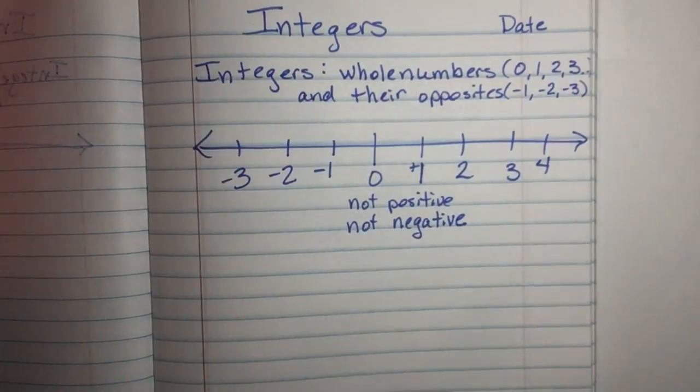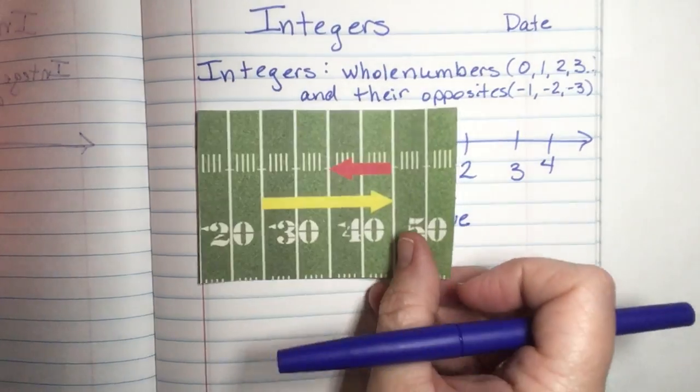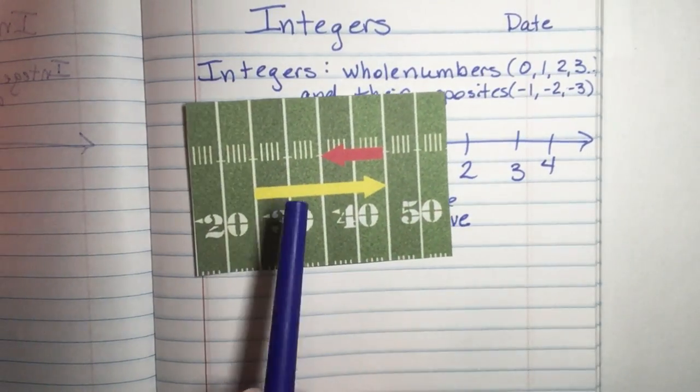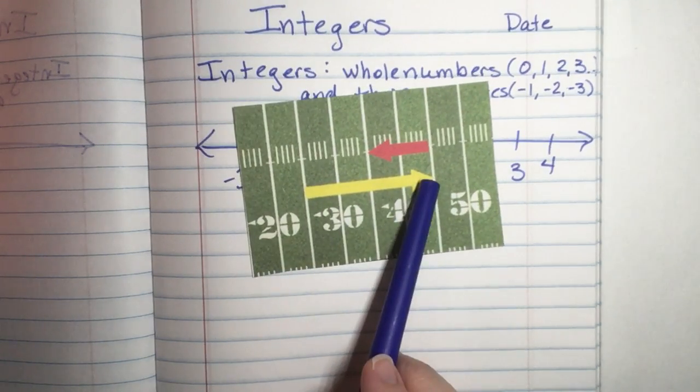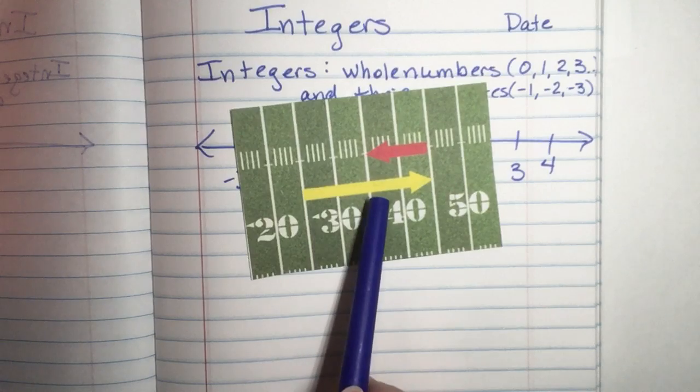We also see it a lot in games, like in football games. If the team had a positive gain, it would be, what is this, 5, 10, 15, 20.